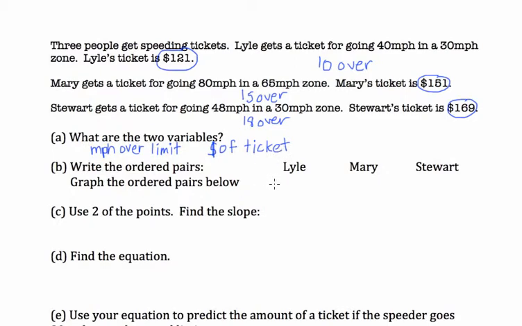So now, let's write our ordered pairs. Lyle, his x-coordinate is 10 because he was 10 over the limit, and his y-coordinate is 121 because that was the amount of his ticket. Mary was 15 over, that's the x-coordinate, and her ticket was 151, that's the y-coordinate. Stuart was 18 over, that's his x-coordinate, and 169 is his y-coordinate. Let's graph these and take a look at what happens in the graph.